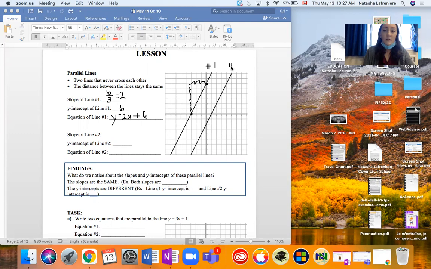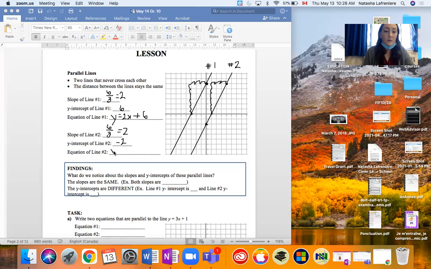And then we're going to look at the second line here. So this is our number 2. Okay, and we're going to do the same thing. So we're going to take 2 points and we're going to calculate the rise. So 1, 2, 3, 4, 5, 6. And then our run will be 1, 2, 3, which can be simplified again to 2. 6 divided by 3 is 2. And then our y-intercept, so we're going to look at our y-axis and it crosses here, and that is -2.